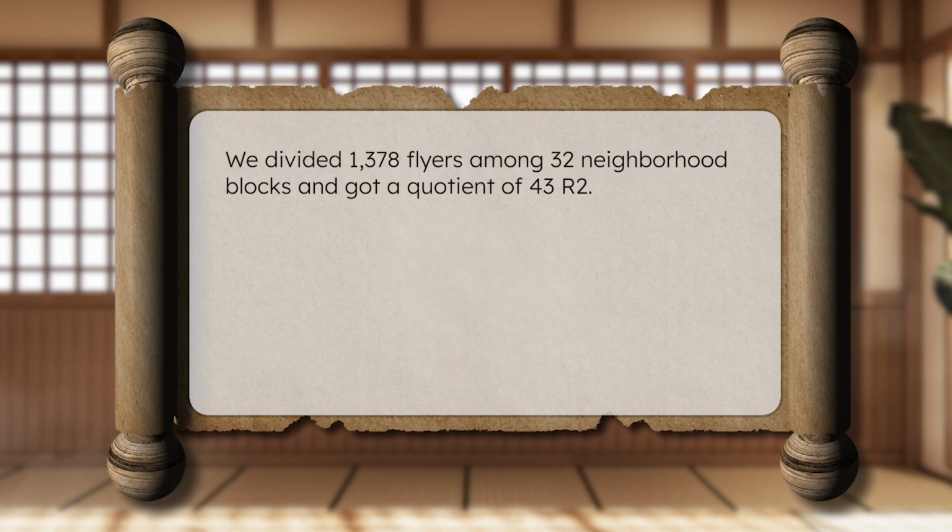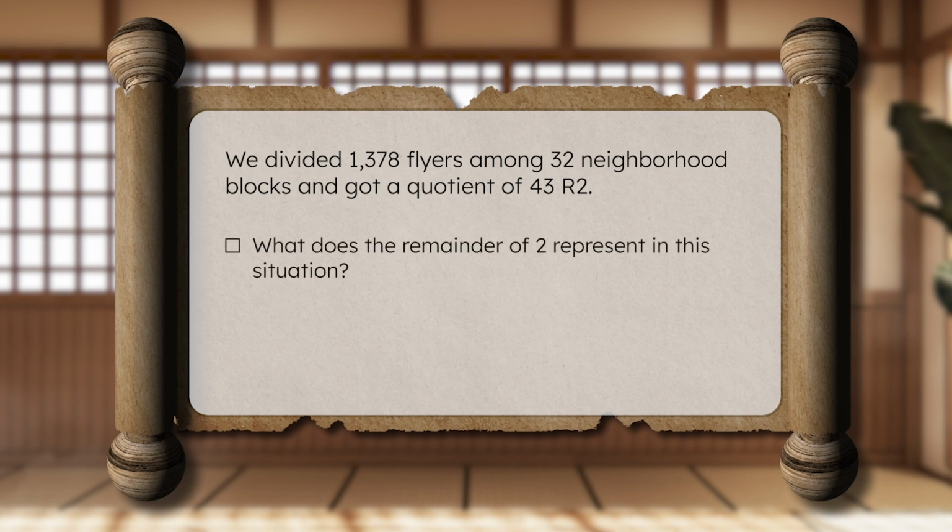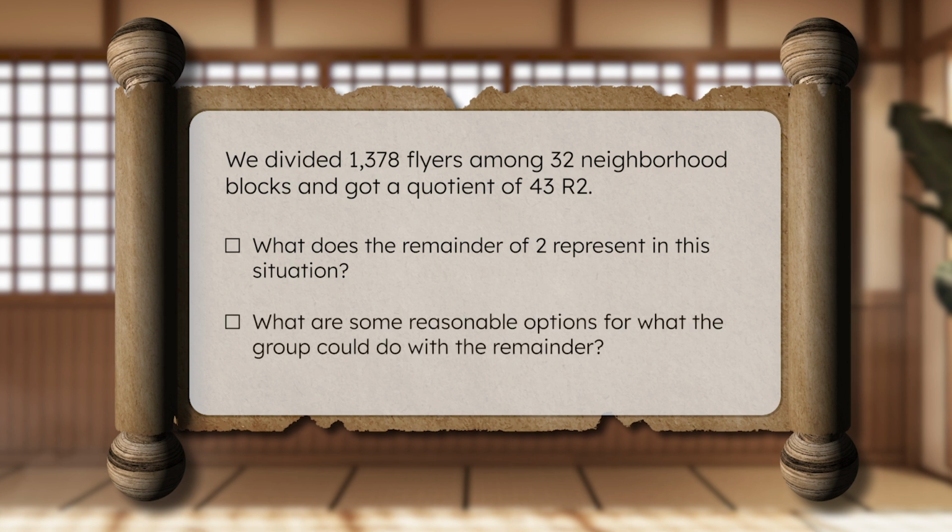We divided 1,378 flyers among 32 neighborhood blocks and got a quotient of 43 remainder 2. What does the remainder of 2 represent in this situation? What are some reasonable options for what the group could do with the remainder?